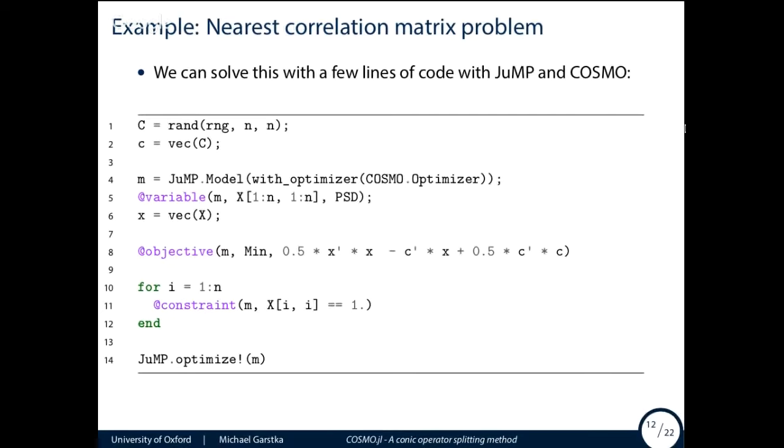So if you want to do that in JuMP, assume you get this matrix C that you want to find the closest correlation matrix for. Then you set Cosmo to be your optimizer. You say X, I want X to be a matrix of the same size, and it should be positive semi-definite. You formulate this quadratic cost function, and then you just add the constraints that your diagonal is equal to 1. All the entries are equal to 1. And then you can solve this with JuMP.